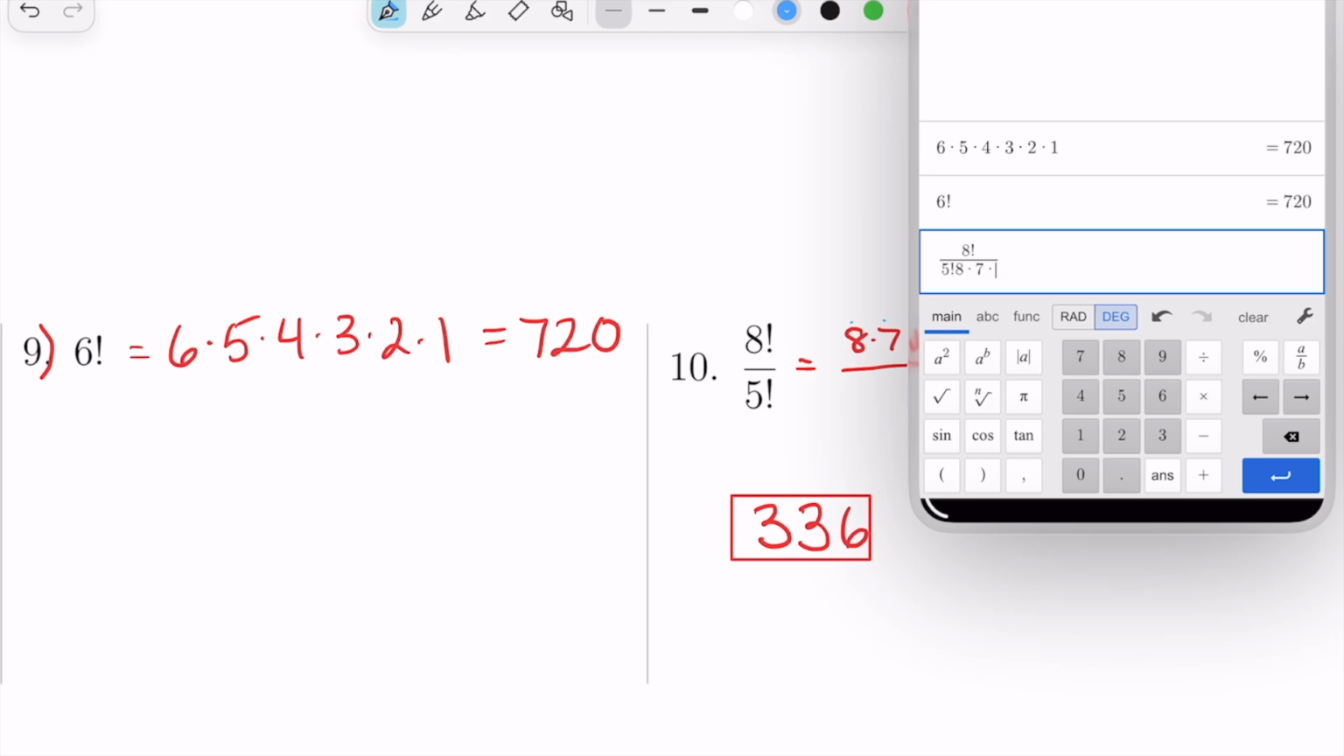Whoops, let me get rid of that. I have a little, there we go, okay.